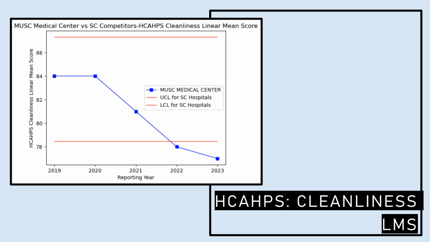The HCAHPS cleanliness linear mean score is seen on this slide. Here, the lower control limit is 78.48 and the upper control limit is 87.32 for the peer organizations. MUSC remains within control limits from 2019 through 2021. However, they fall below the lower control limit in 2022 and in 2023. This indicates a statistically significant change in cleanliness scores that cannot be random or due to chance.